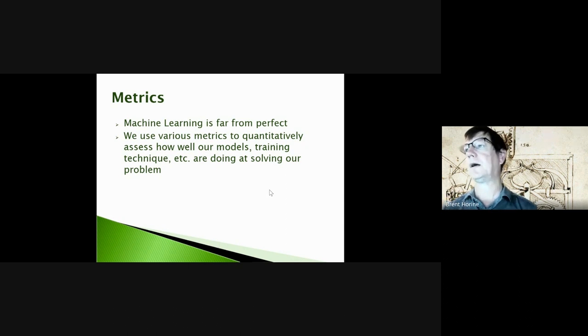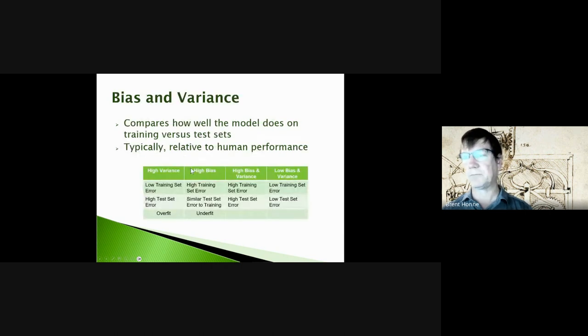But we want to use various metrics to quantitatively assess how well our models are doing, and not just our models, but also how we're doing our training: our hyperparameters, what kind of optimization function we used, what kind of loss function we used, how we put together our data set. Maybe we need a more diverse data set, that type of thing, right? So all these things that go into actually developing a model, we want to assess how well we're doing at solving the ultimate problem.